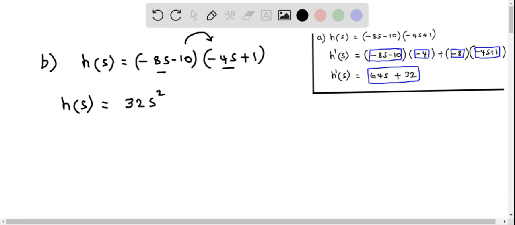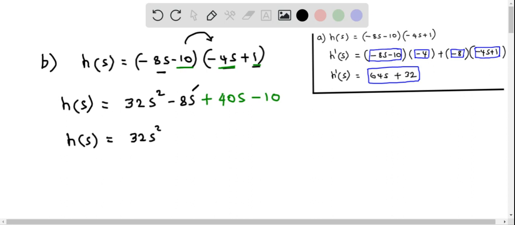Now I take negative 8s multiplied by 1, which is negative 8s. Now I consider the term negative 10, and I multiply it with negative 4s. Negative times negative is positive, so 10 times 4 is 40, and it is 40s. Now I multiply negative 10 with the positive 1, which is negative 10. Let's put this in simplified form. So we have h of s equals 32s squared. Negative 8s plus 40s is plus 32s. We then have negative 10.